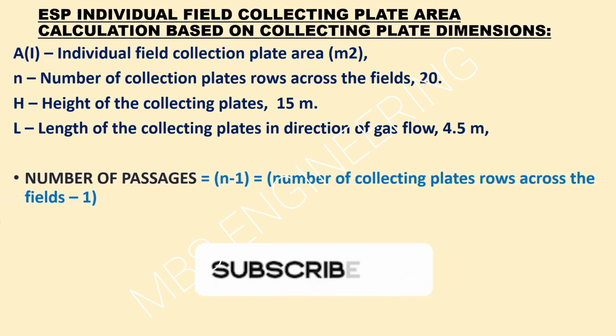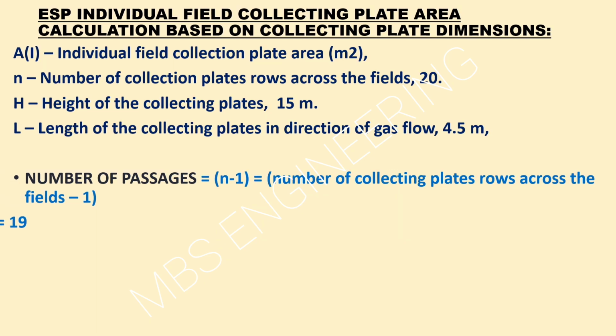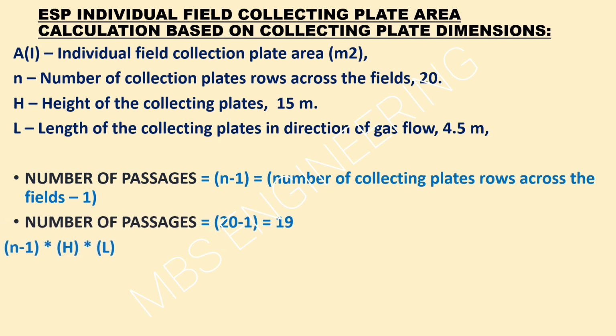The number of passages calculation equation is as given below. Number of passages is n minus 1, or number of collection plate rows across the fields minus 1. The number of passages is 20 minus 1, which is 19. The number of passages is 19 for this ESP system.